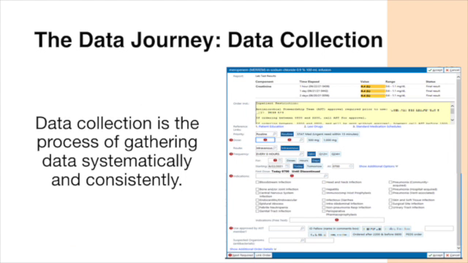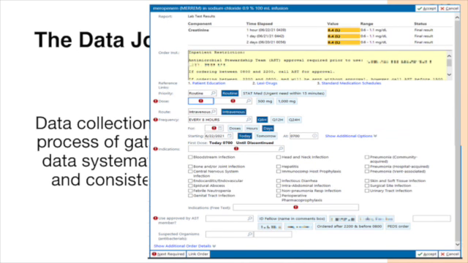Data collection is the process of gathering data systematically and consistently. This image is an example of data being collected in EPIC.